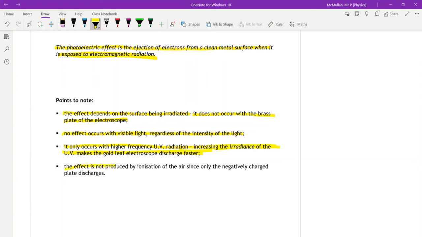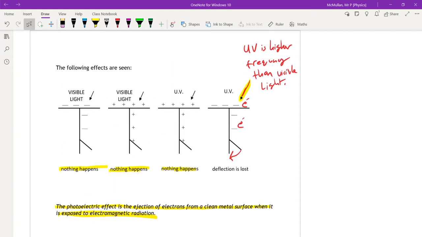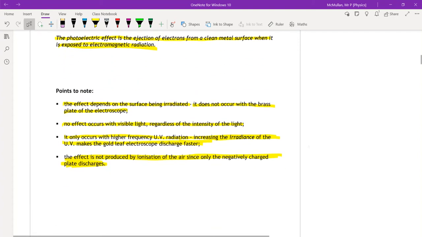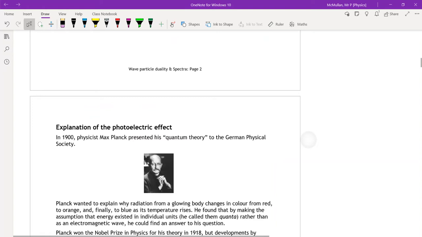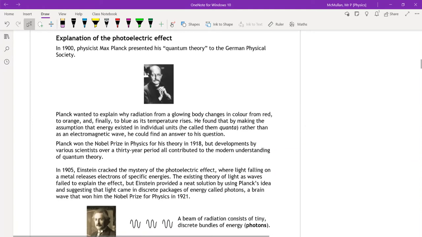The effect is not produced by ionization of the air, since only the negative plate discharges. If it was ionization, you would see something happen with the positive plate as well, because you'd have electrons being freed and atoms changing. So this is the bit we're interested in. How do we explain what's happening?